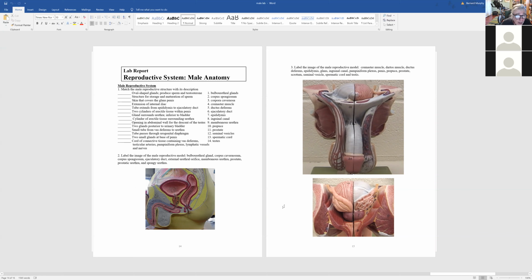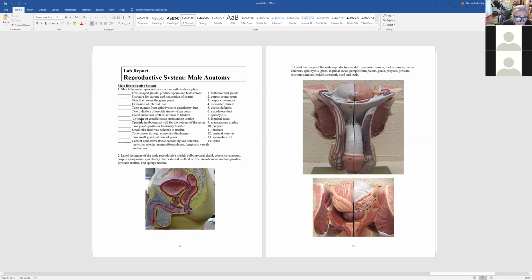Okay, after that is 5, ductus deferens, a tube that carries sperm from epididymis to ejaculatory duct. Next is corpus cavernosa, 2 cylinders of erectile tissue, which is 3. Next one is 11, prostate, gland surrounds urethra, inferior to bladder. The next one is 2, corpus spongiosum, cylinder of erectile tissue surrounding the urethra in the penis.